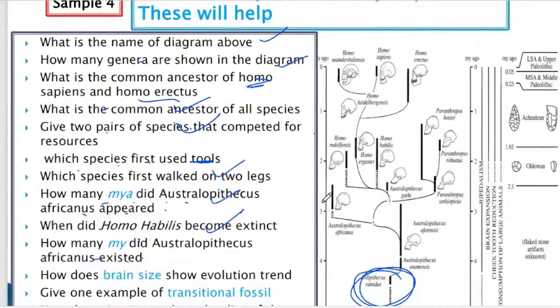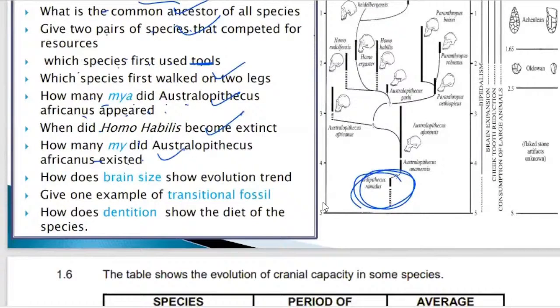Then they're saying, how does the brain size show evolution trend? We talked about that the higher the brain size, the higher the number of cells, which leads to more intelligence. Give one example of a transitional fossil. An example of a transitional fossil is Carabo, and talk about Carabo, Australopithecus sediba.